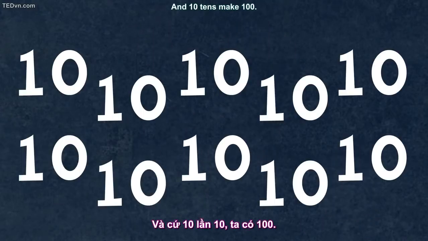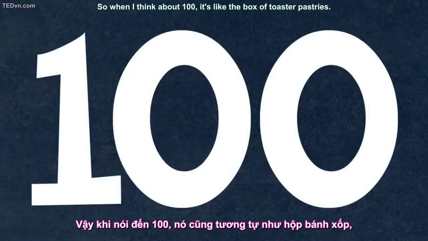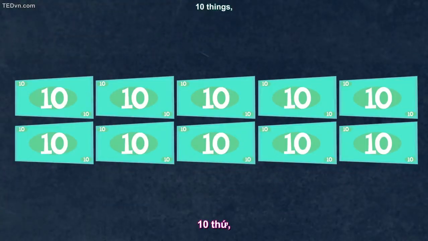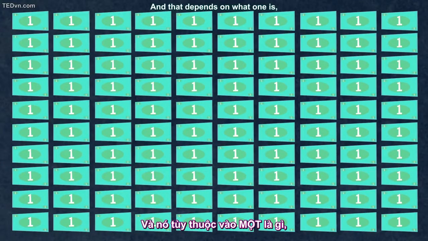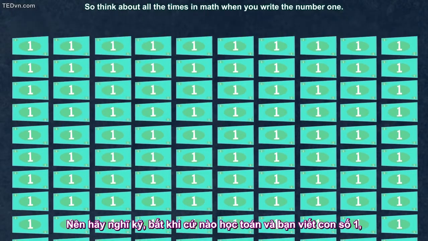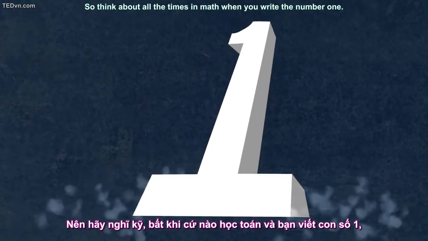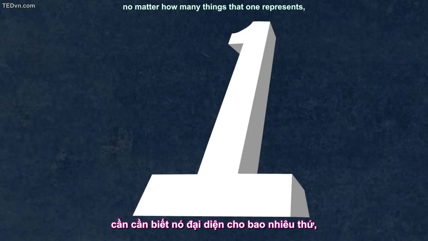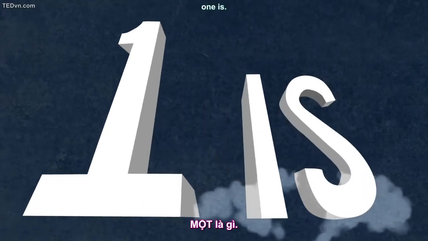And 10 tens make 100. So when I think about 100, it's like the box of toaster pastries. Is 100 one thing, 10 things, or 100 things? And that depends on what 1 is. It depends on what the unit is. So think about all the times in math when you write the number 1. No matter what place that 1 is in, no matter how many things that 1 represents, 1 is.